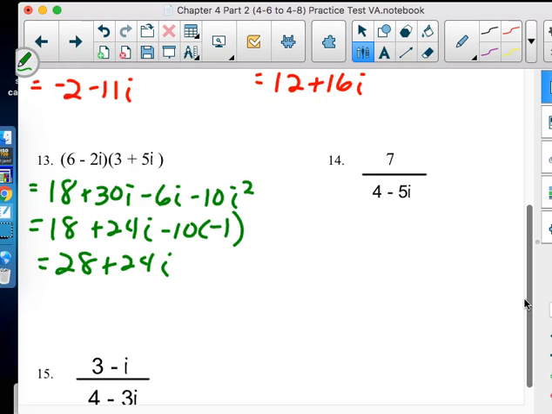14. You guys didn't have questions on these. No, just the one that had the goofy radical in the denominator today. So apparently this went really well in the homework.